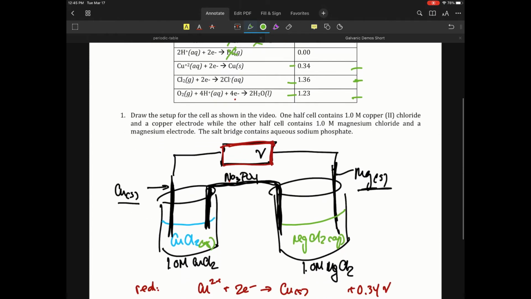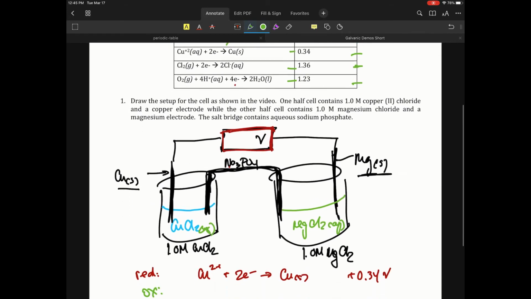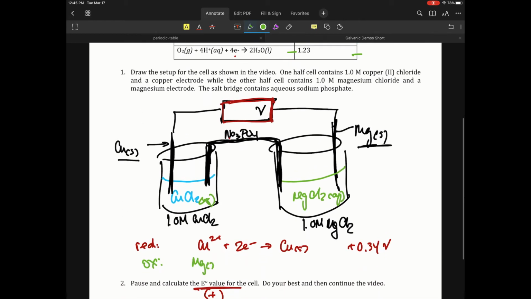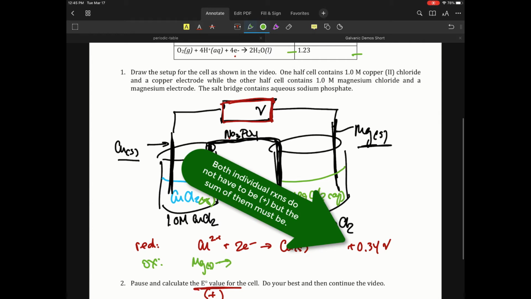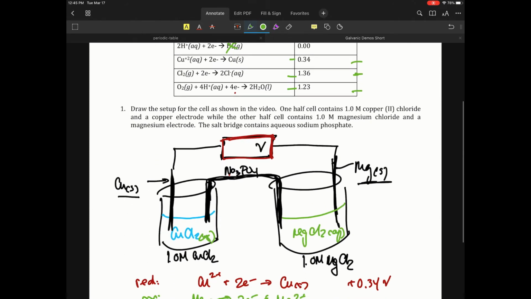So then we would go ahead and for my oxidation, we would have our magnesium solid gives us 2 electrons, plus magnesium 2+, with a value of plus 2.38.